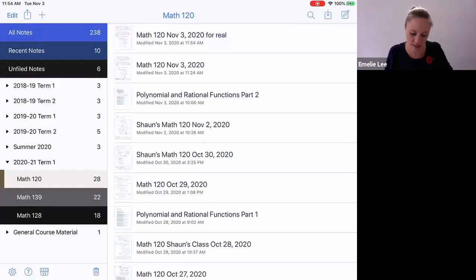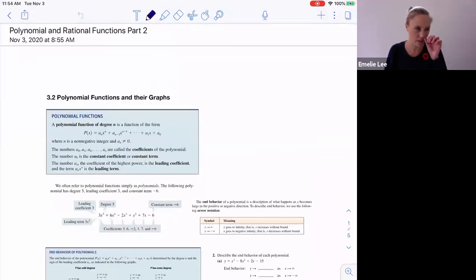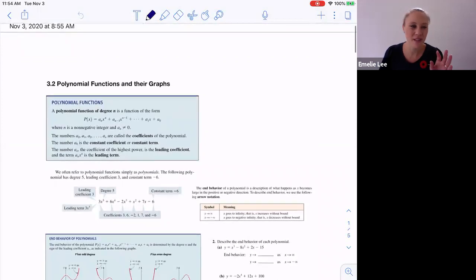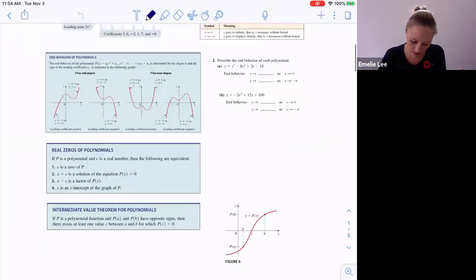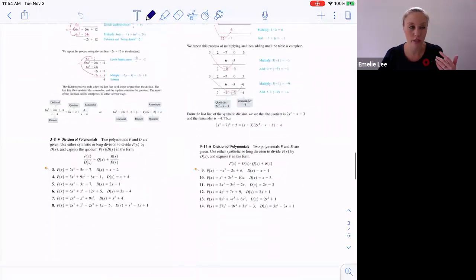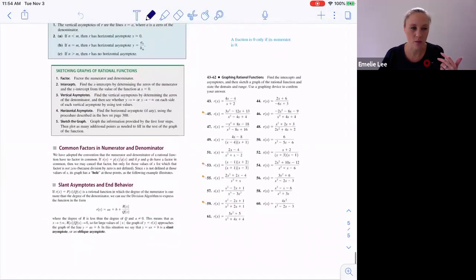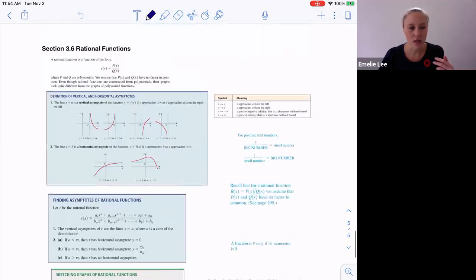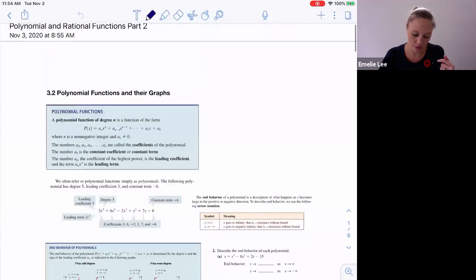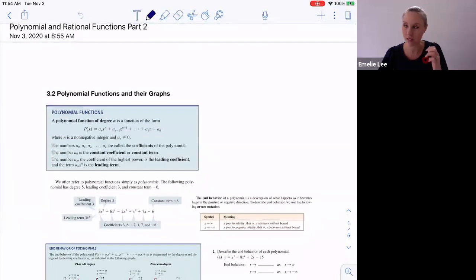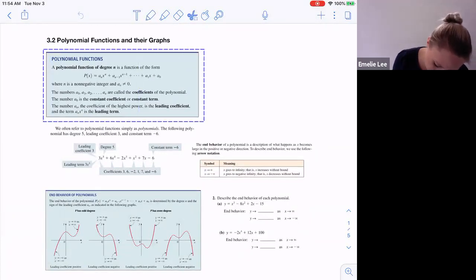So I posted polynomial functions part 2, which is for this week. If you have the notes that I posted last week, where I posted all of the chapter 3 notes together, I actually shortened the notes for 3.6. So 3.6 now is only 1 page instead of 2. So if you have the old ones that I posted, then maybe just update that 3.6 one. Okay, so polynomial functions.